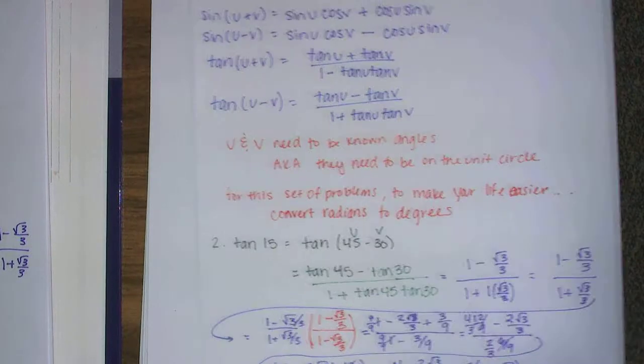Now we are going to look at number 4. Number 4 is the cosine of 75.